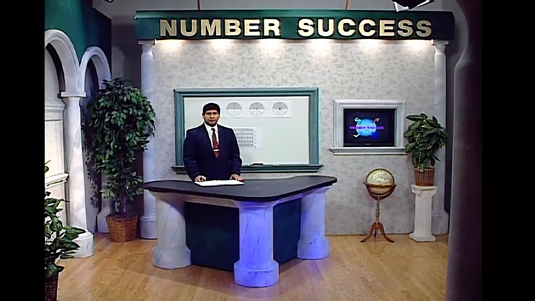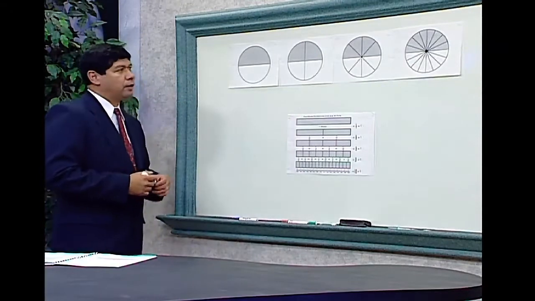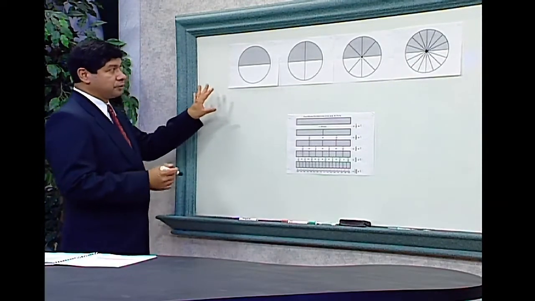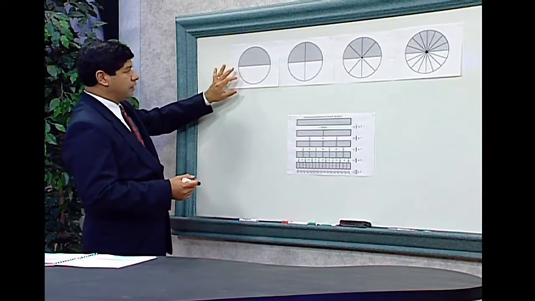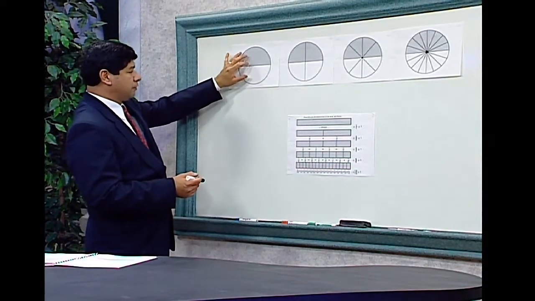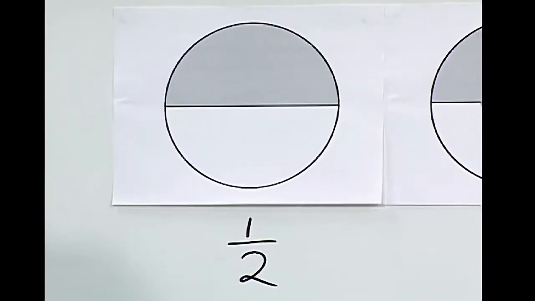Writing equivalent fractions. Fractions that have the same value are called equivalent fractions. We have a few models up here to demonstrate this. We have, again, one whole unit, and this one whole unit is divided into two equal parts. And of the two equal parts, one part is shaded, 1 over 2.